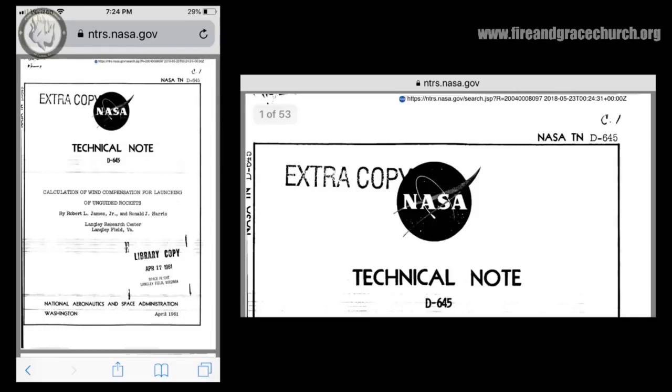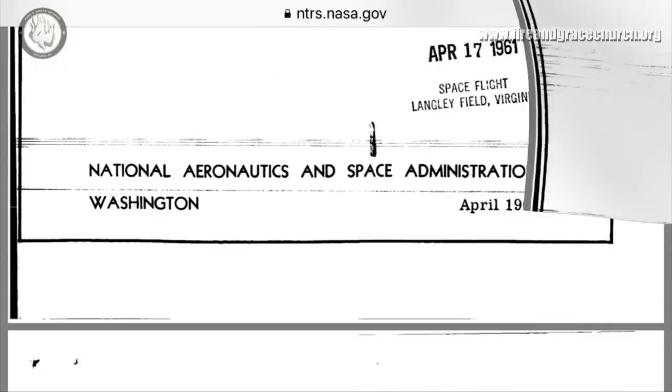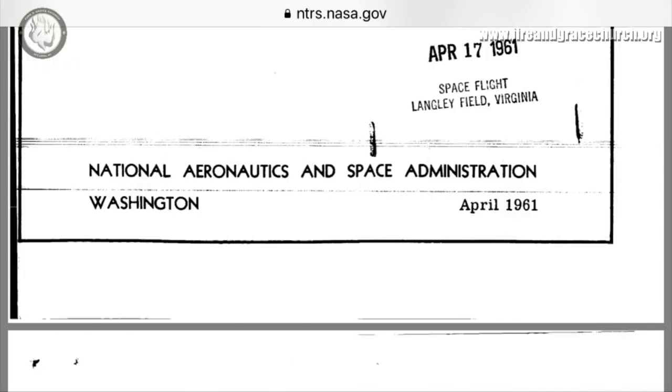Calculation of wind compensation for launching unguided rockets. So we're talking about rockets, by Robert L. James Jr. and Ronald J. Harris, Langley Research Center, Langley, Virginia, Langley Field. I would say pretty important stuff, right? But who reads this stuff? Who stays up all night and all day reading stuff? I do.